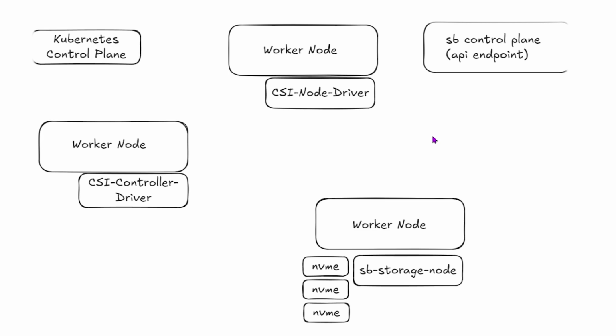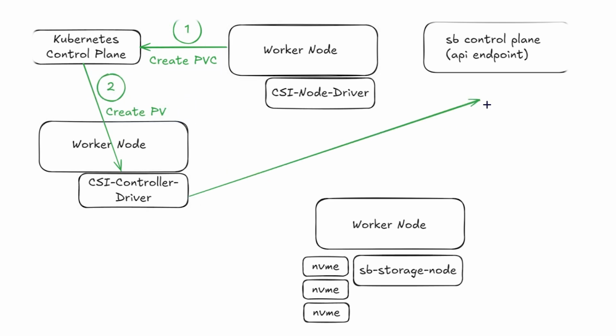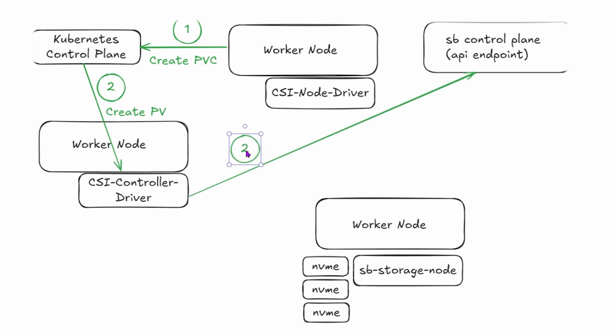First, the Kubernetes control plane receives a new PVC. Based on the storage class of the PVC, the Simplyblock CSI Driver controller part becomes active and contacts the Simplyblock control plane to provision a new NVMe over TCP logical volume. The Simplyblock control plane then performs this action via RPC into the storage cluster. Once this is done, the Simplyblock CSI Driver node part becomes active.